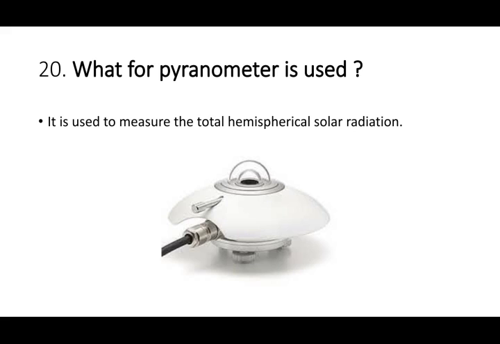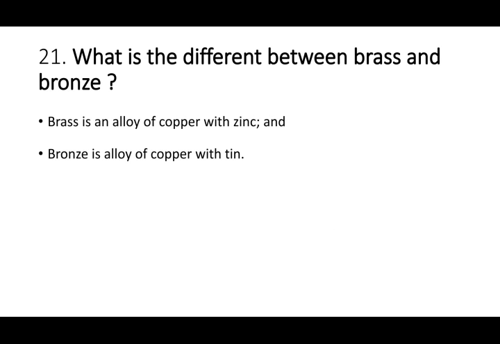Next question, what is pyranometer? What is the pyranometer used for? It is used to measure total hemispherical solar radiation. For measuring the solar radiation, we can use pyranometer. Next question, what is the difference between brass and bronze? Brass is an alloy of copper and zinc, whereas bronze is an alloy of copper and tin.